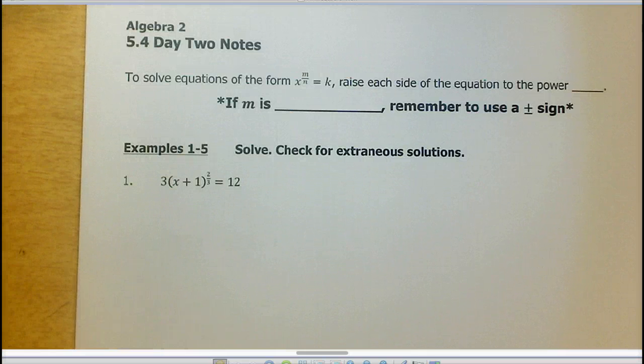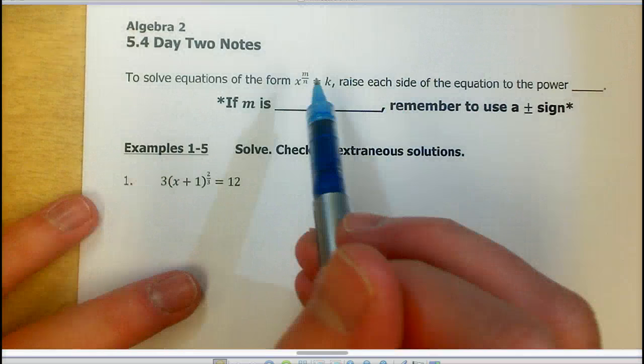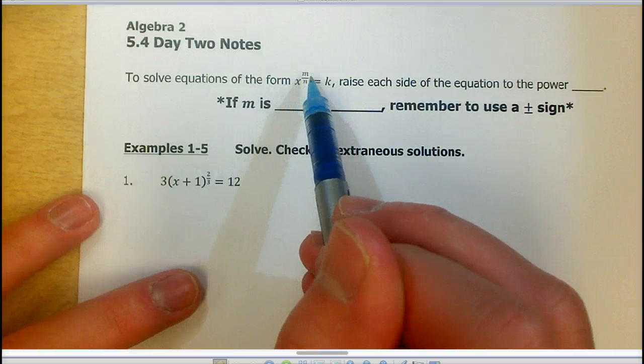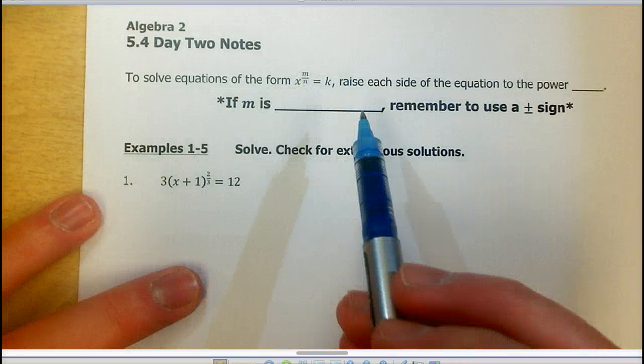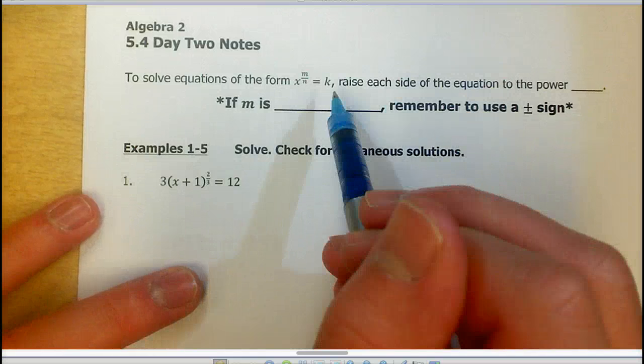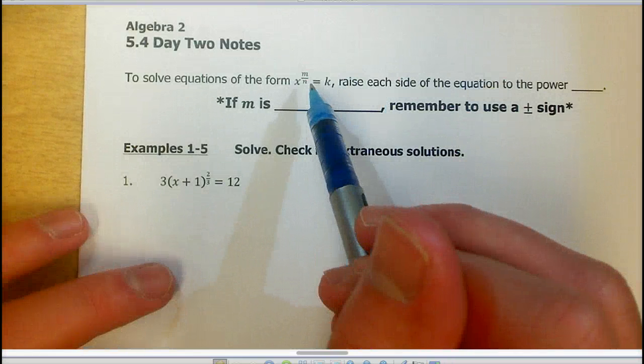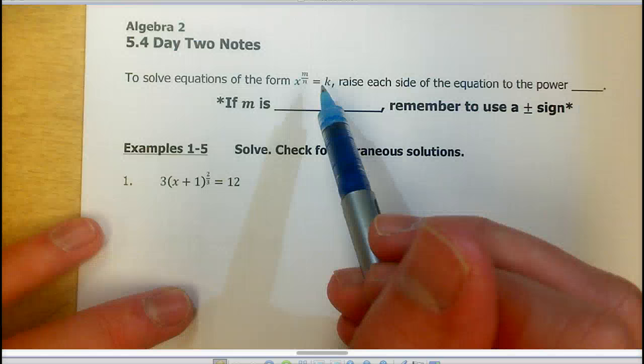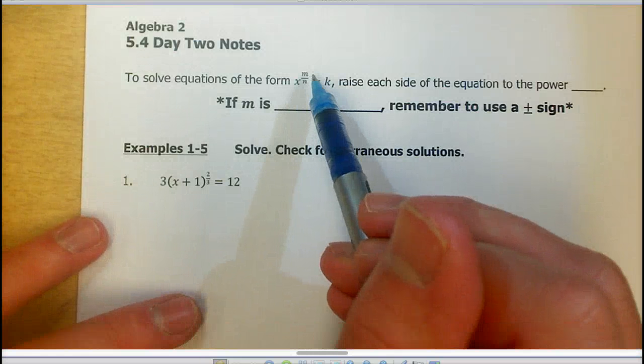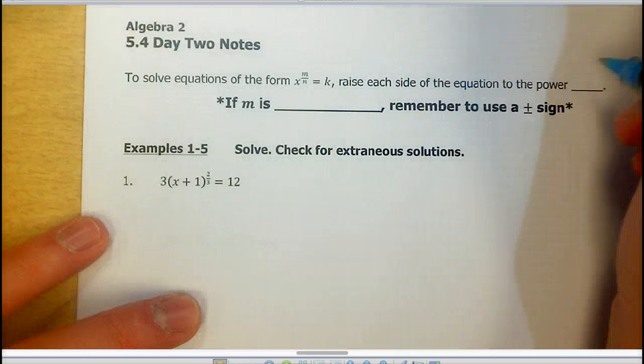So to solve equations in this form, x to the m over n power equals k, the basic solution is going to be to take each side to the reciprocal of your exponent, to the reciprocal power of the exponent. In this case, the reciprocal of m over n would be n over m.